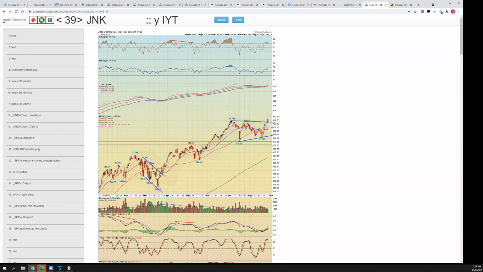Next. Chart number 39, JNK, high yield corporate bond or junk bonds. Remember, this moves with the market. This is breaking out. And as long as this continues higher, that's healthy for the market. So always watch this.